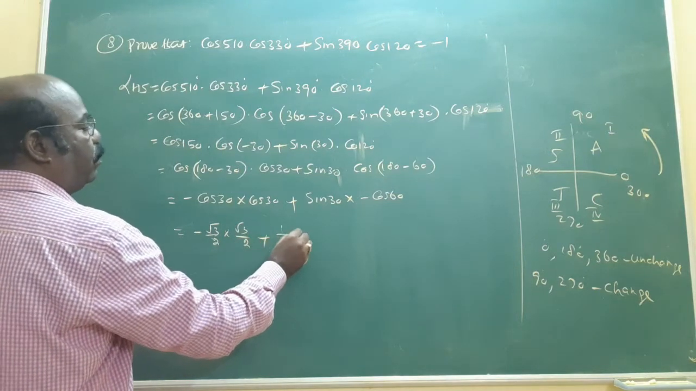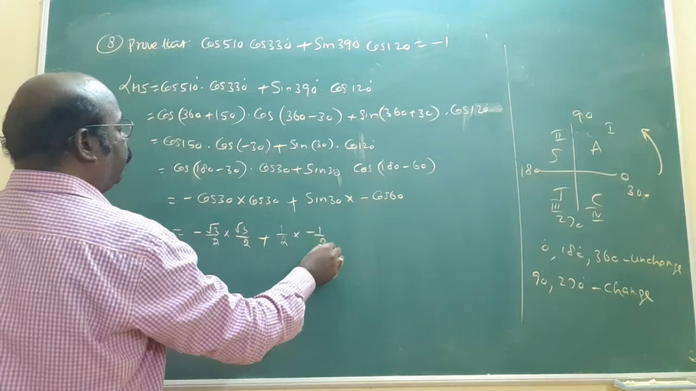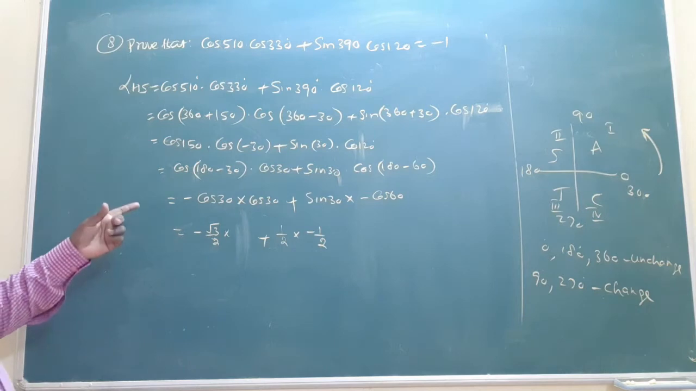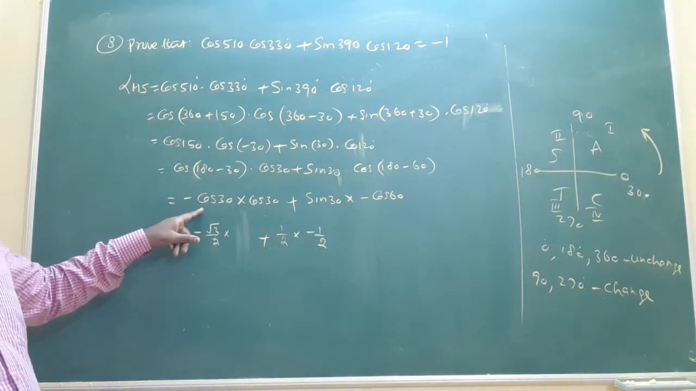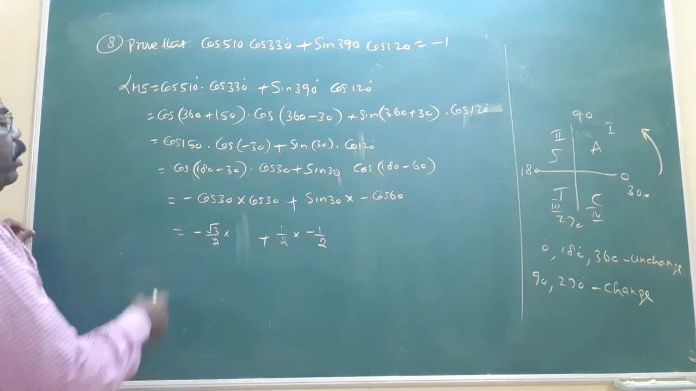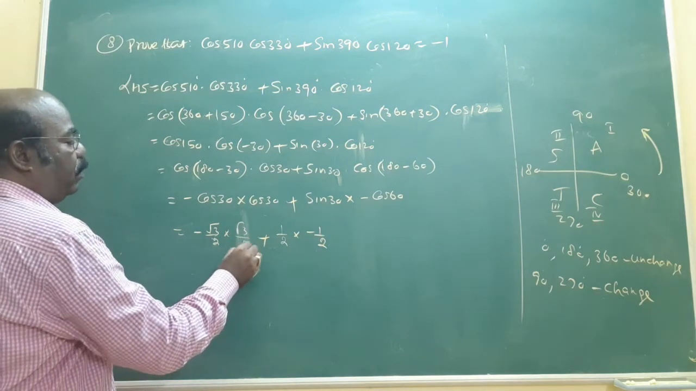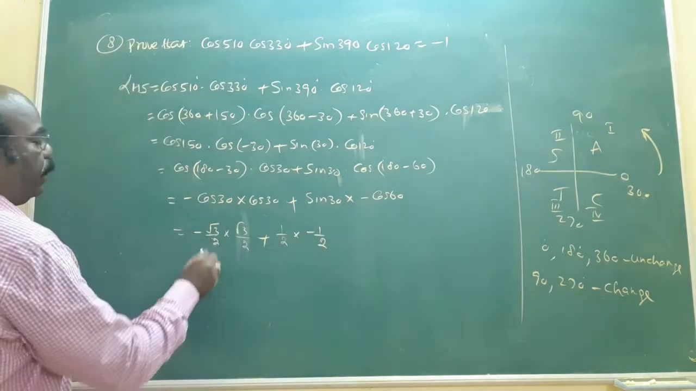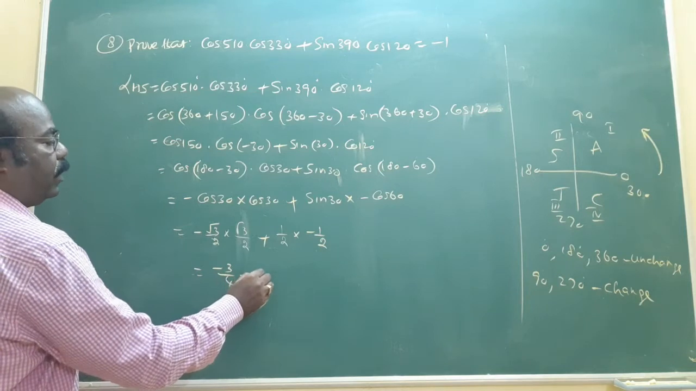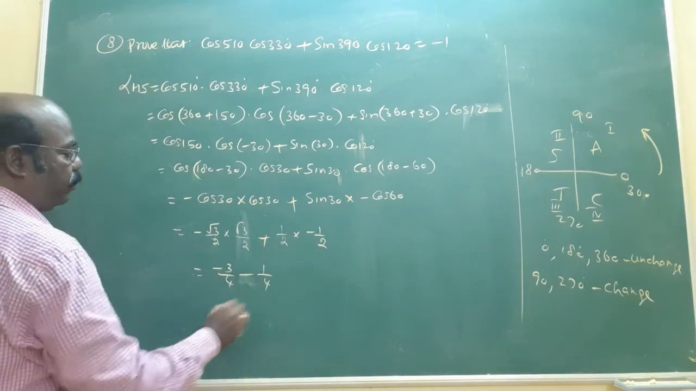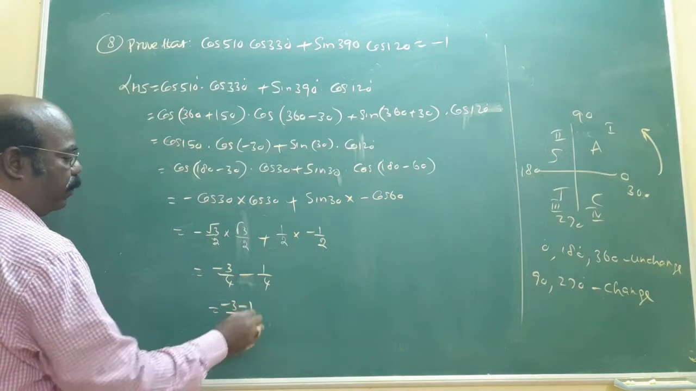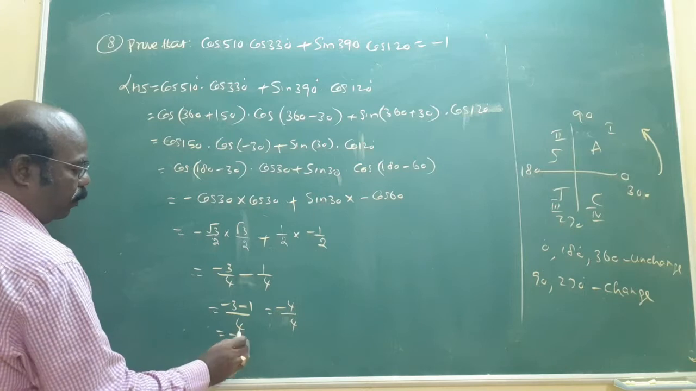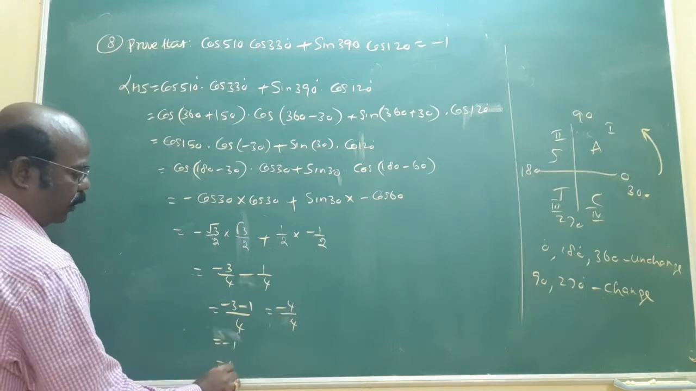Here 1 by 2 into 1 by 2. Cos 30 is what? Cos 30 is in the table. What is the answer? Root 3 by 2. Again root 3 by 2. Here sin 30 is 1 by 2. Cos 60 is also 1 by 2. Now multiply: minus 3 by 4 plus, plus and minus 1 by 4. 4 is the LCM. Minus 3 minus 1, that is what? Minus 4 by 4. Sorry, plus 4 by 4. Cancel, we get 1. Minus 1, that is RHS.